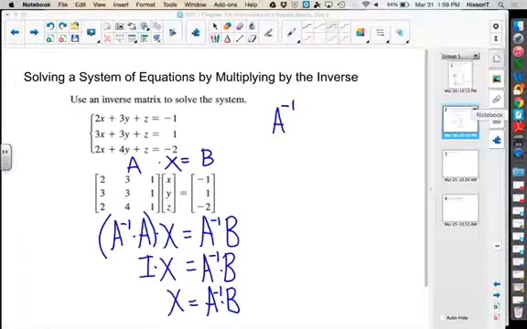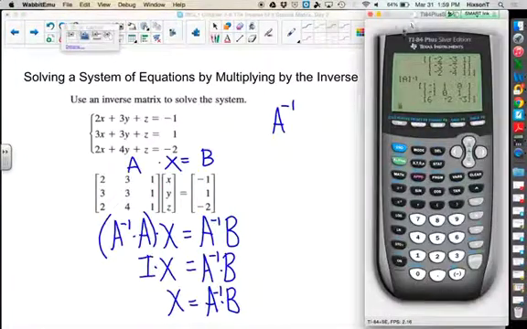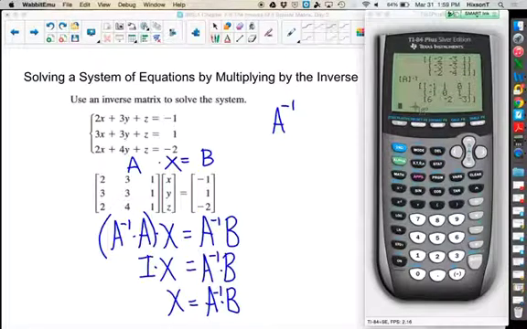Can you multiply matrices together on this also? Yes, you can. But on the test, you're going to have to show all your work for that.